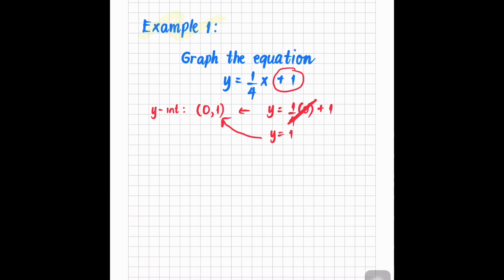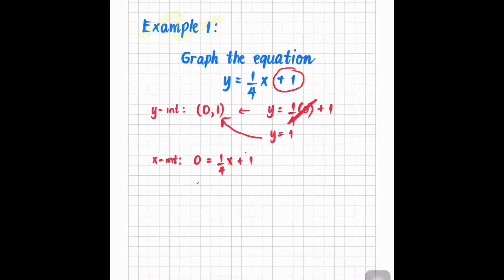To find the x-intercept, it's going to be the opposite process. If you want to find the x-intercept, we just let y be equal to 0 and then solve the equation. So from here, you have 0 equals 1 over 4x plus 1. And then we simply solve the equation.